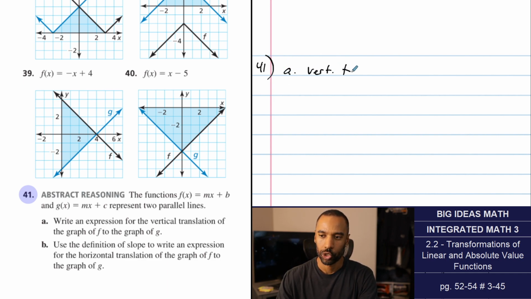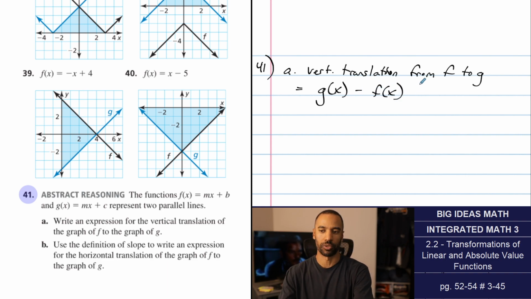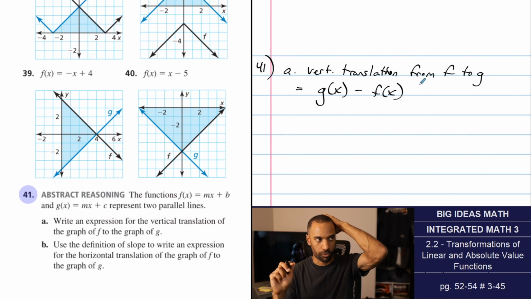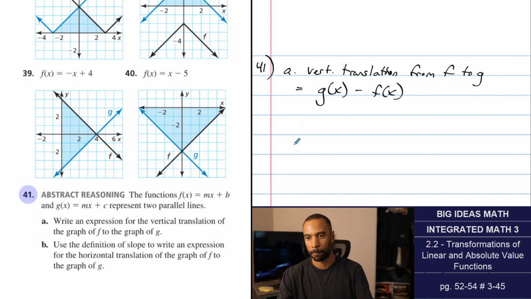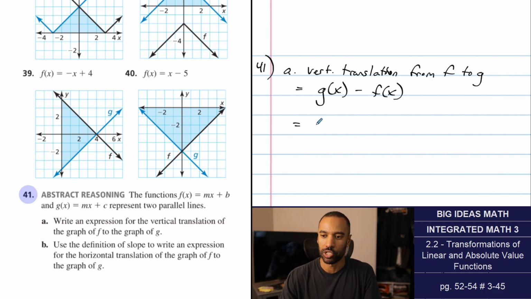Vertical translation from f to g means you want to do g minus f. I know that sounds backwards, but that's literally what you do, right? You go from the final minus the initial for that kind of thing. Now, I can literally do that as well. I can do mx plus c minus mx plus b.